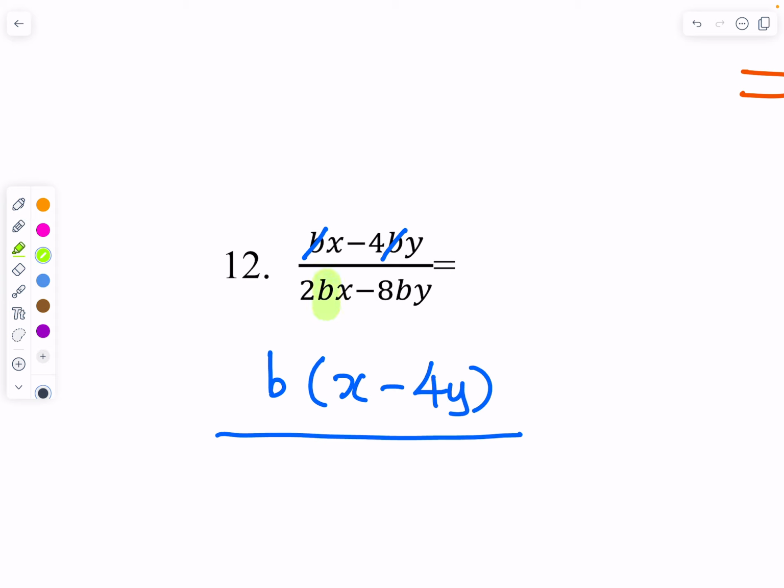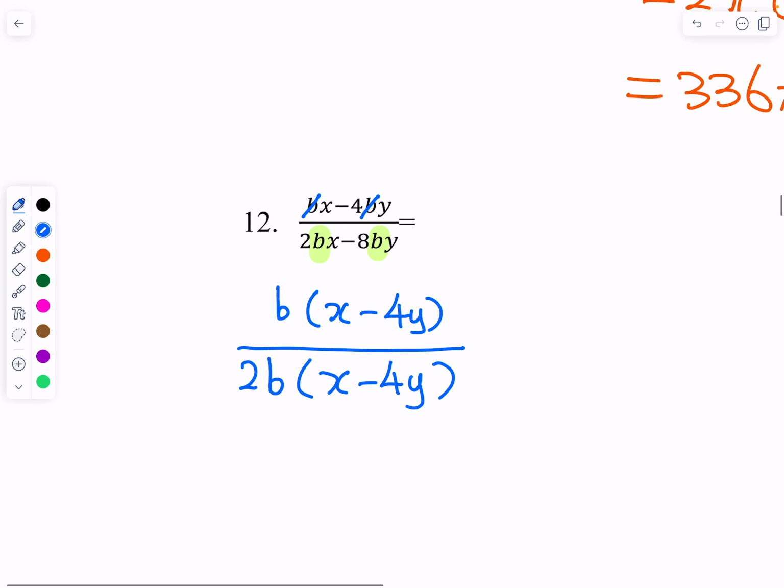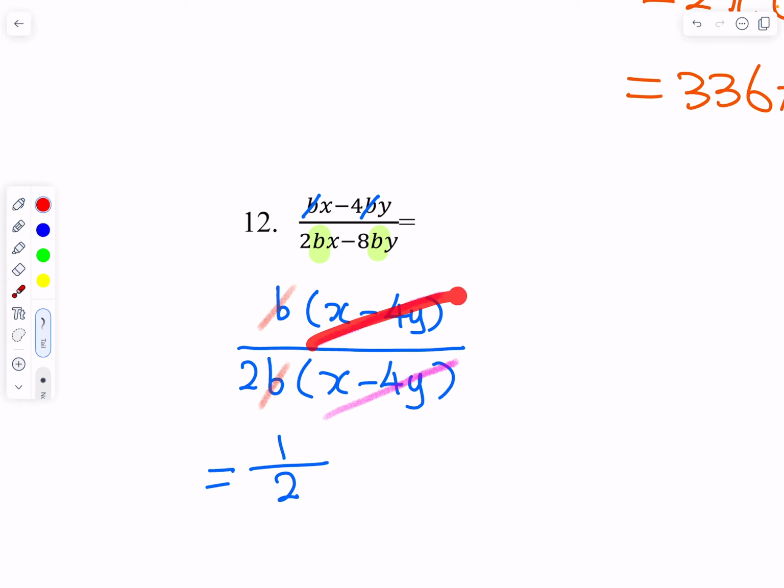Is there something that both have? B again, so you take out the b. Anything else? Even the numbers. Both of these numbers can be divided by 2. So what is left? X minus 4y. After this, just simplify. The same terms cut out. What is left? Only 1 over 2 is left. Whatever is the same, you can cut it out.